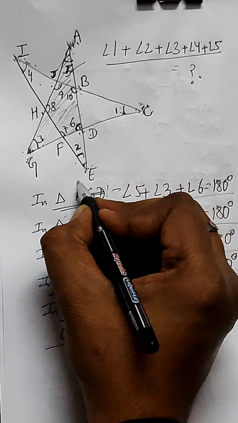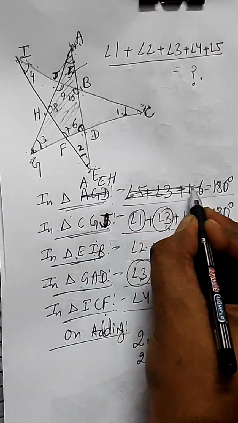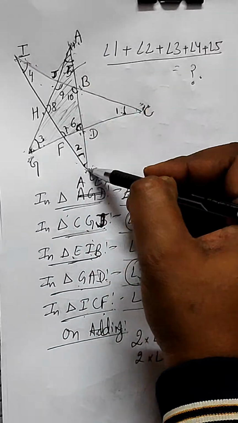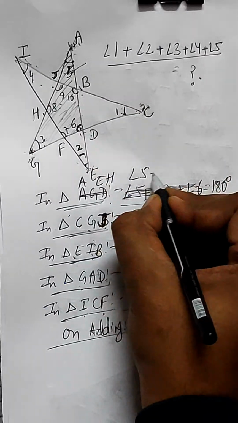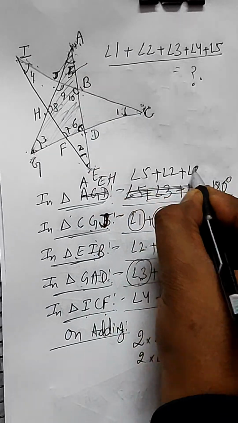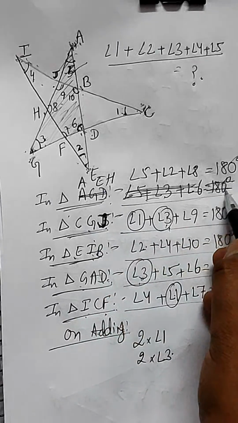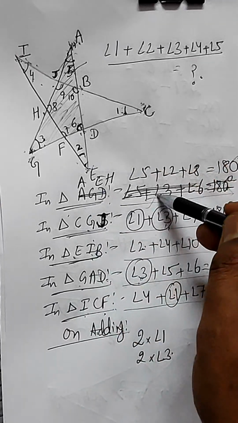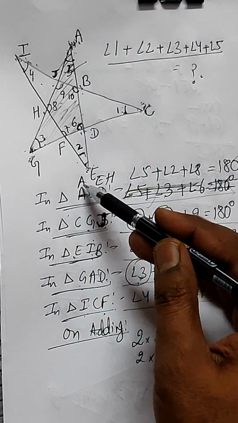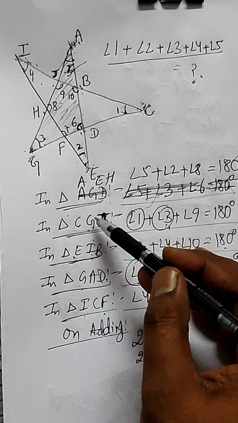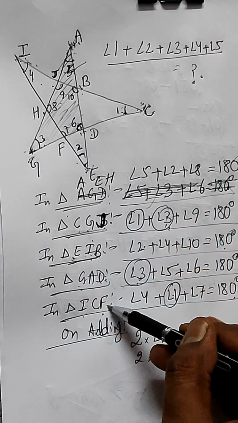So just write for triangle AEH, what is the sum of all the 3 angles? In triangle AEH, it will be 5 plus 2 plus 8. Angle 5 plus angle 2 plus angle 8 is 180 degrees. Why did we cut it? Because we need to check the sequence of all the triangles in the same manner. You can see now AEH is in the same fashion as CGJ, EIB, GAD and ICF, right?